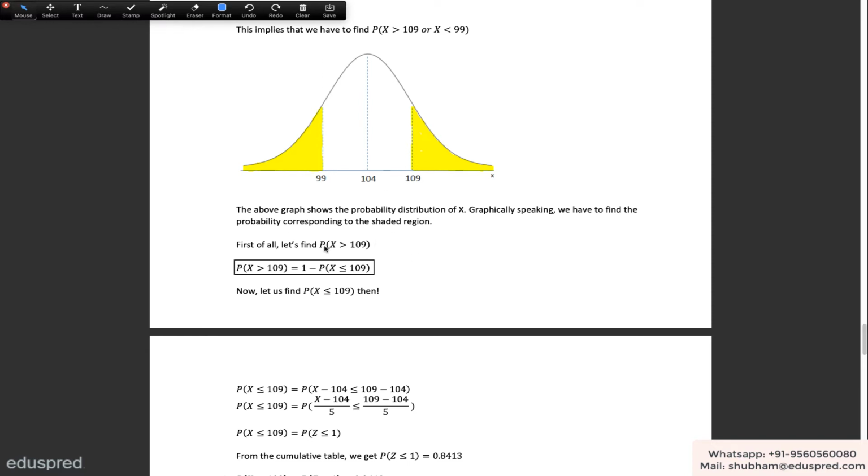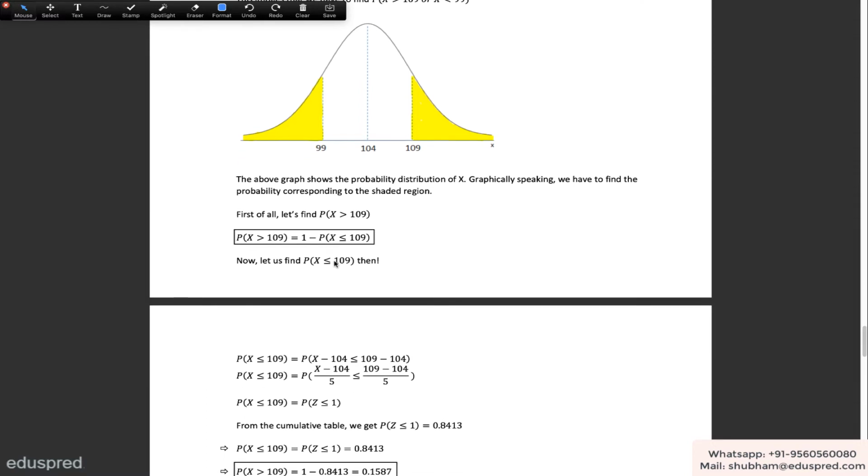So first of all, let's find the probability that x is greater than 109. To find this, we can write it in this manner: the probability that x is greater than 109 is equal to 1 minus the probability that x is less than or equal to 109. So first we are going to find this, and then whatever number we get, we will just subtract it from 1.